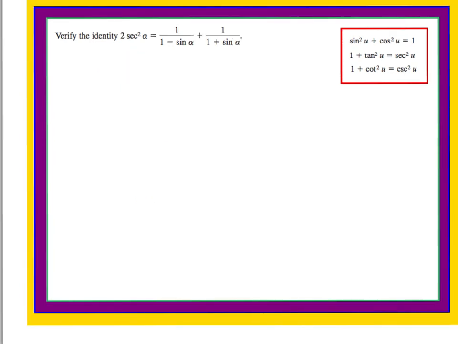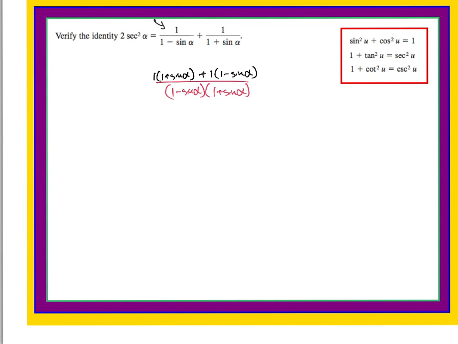Which side would you suggest I work with? The right side. That's the icky side. So let's work with the right side. What should we do? How do we add things together? We need common denominators. What's going to be this common denominator? 1 minus sine alpha times 1 plus sine alpha. So what does this left fraction need? A 1 plus sine alpha. So now I have 1 times 1 plus sine alpha. And what does this right fraction need? 1 minus sine alpha. So now I have 1 times 1 minus sine alpha.